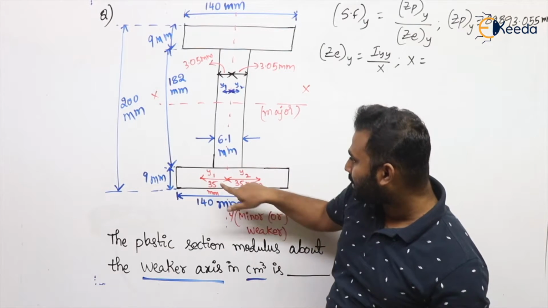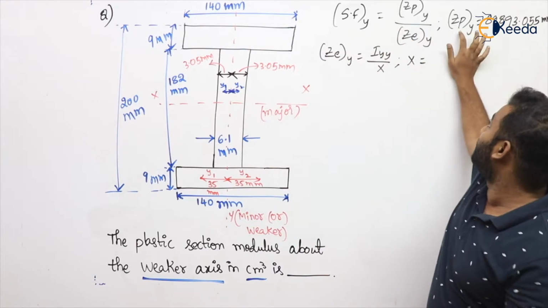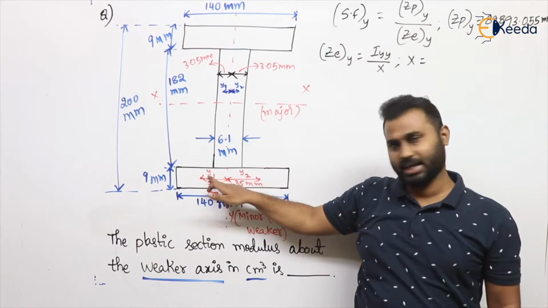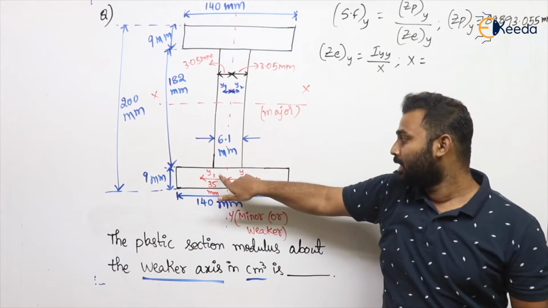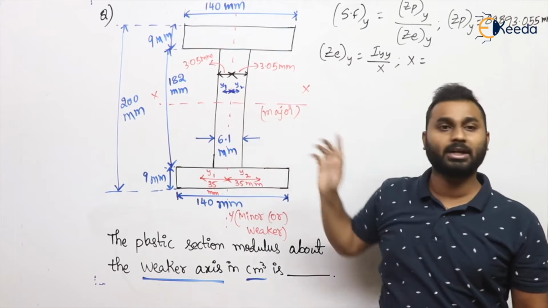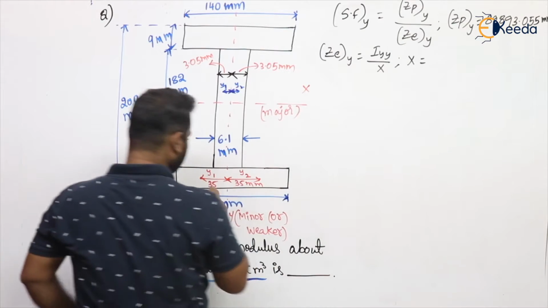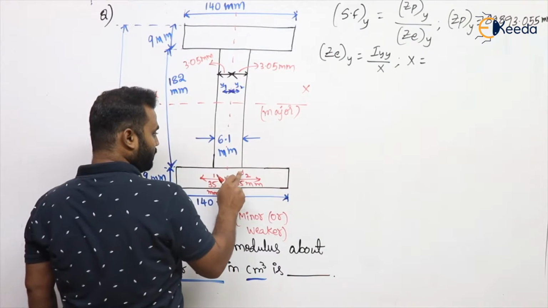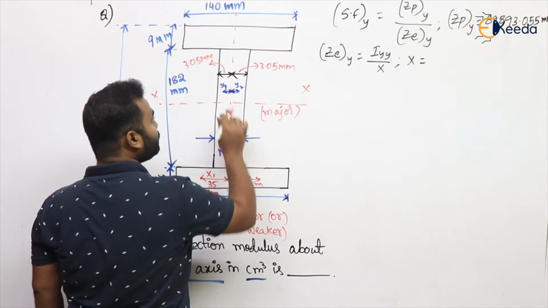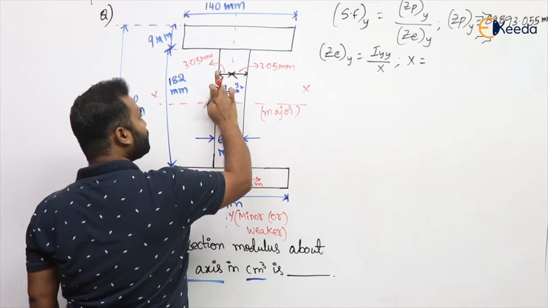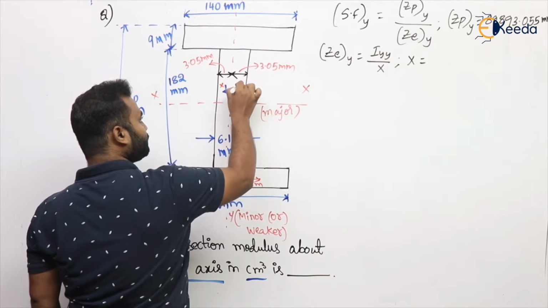In solving ZPY previously, I represented these as Y1 and Y2, but technically speaking it should be X. So let me change it: X1, X2. Here also the same. X1, X2. Is that okay?